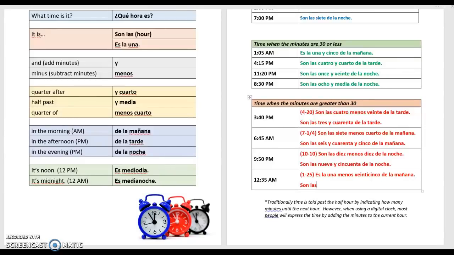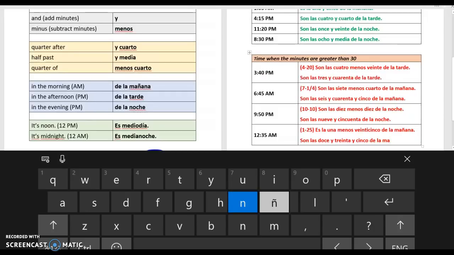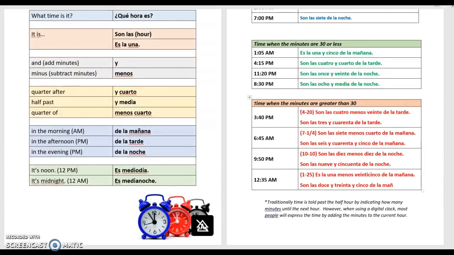Last one. Son las. To clarify, I realize it says 12:35 a.m. You would not use medianoche for this because that was only for 12 o'clock a.m. exactly on the dot. If it's beyond that, you have to add 12. Son las 12 y 35 de la mañana.